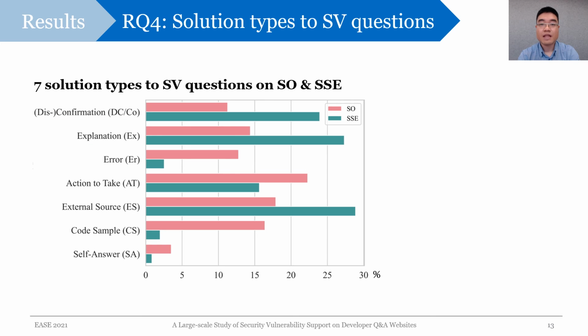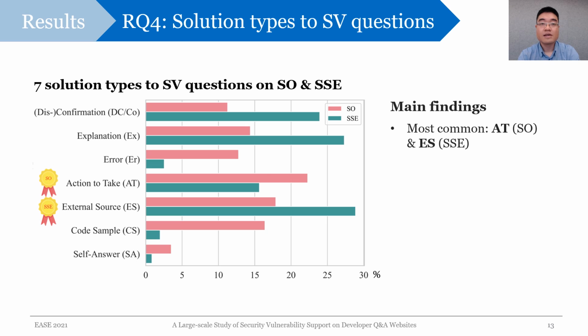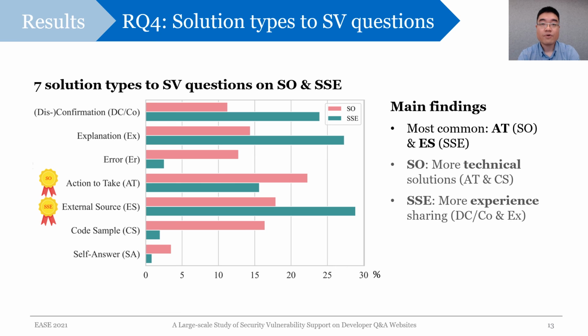After the manual labeling process, we identified 7 key solution types provided for vulnerability questions. Specifically, action to take and external sources are the most commonly used ones on Stack Overflow and Security Stack Exchange respectively. Overall, answers on Stack Overflow usually provide more technical details like step-by-step instructions or code snippets, while users on Security Stack Exchange more often leverage their experience to answer questions.